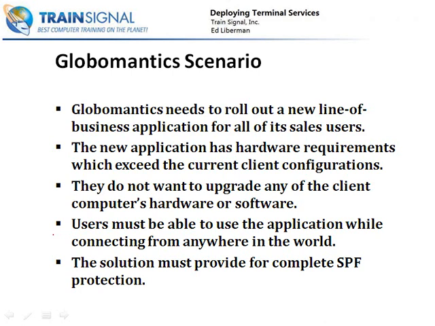All right, so what's going on with Global Mantix these days? Well, it says here that Global Mantix needs to roll out a new line of business application for all of its sales users. The new application has hardware requirements which exceed the current client configuration. So basically what we're saying here is that there's a new application that all the sales users are going to need to have, but their computers, the ones that they currently use, aren't equipped with the resources necessary to run that application. Now, they don't want to upgrade any of the client's computer hardware or software.